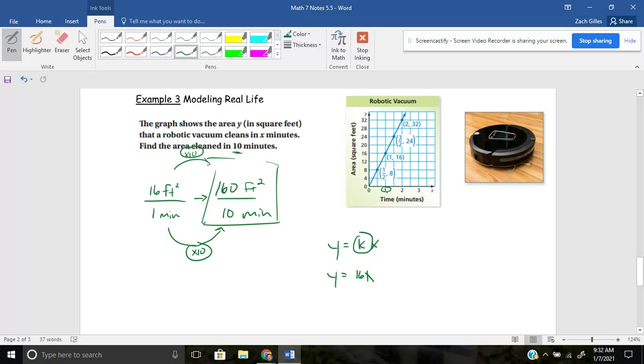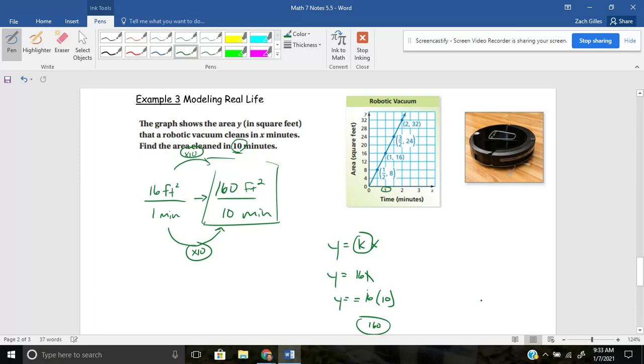For every 1 minute that goes by, it can clean 16 feet. So if I wanted to know how much I can clean in 10 minutes, I could just substitute in 10 for x here. y equals 16 times 10, because my 10, or my x, stands for minutes. So 16 times 10 would give me 160, just the same as what I got up here.